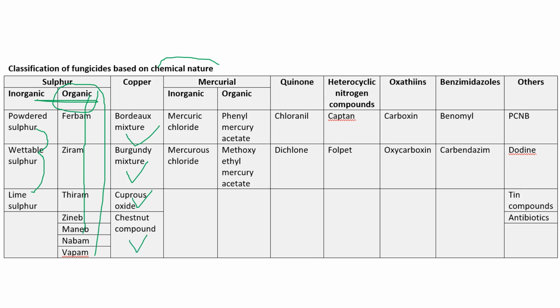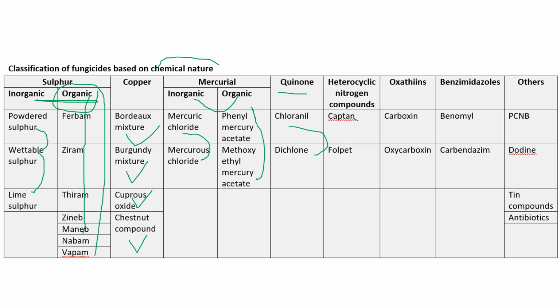In mercury again there are two types, inorganic and organic. Mercuric chloride and mercurous chloride come under inorganic. Phenyl mercury acetate and methoxyethyl mercury acetate come under organic. Quinone fungicides are chloranil and dichlone. I just gave a few examples only. There are hundreds of examples. I'm just giving few examples only.